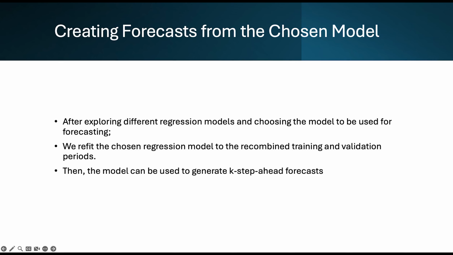So what we do finally, after getting different regression models and choosing the model to be used for forecasting, is refit the chosen regression model to the combined training and validation periods. Then the model can be used to generate k-step-ahead forecasts. So this is the way that we started with in this time series class, and this is the way that we are going to keep doing most of the time.